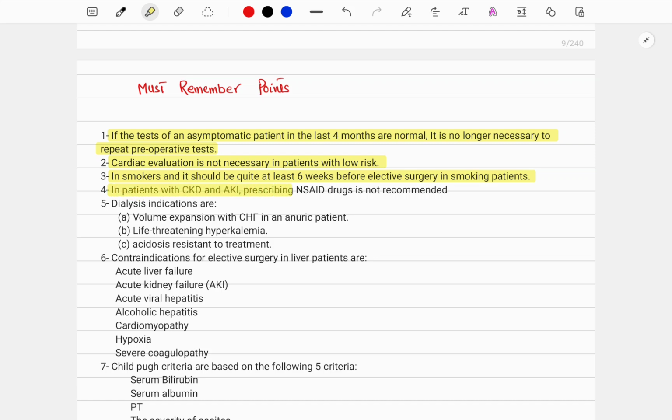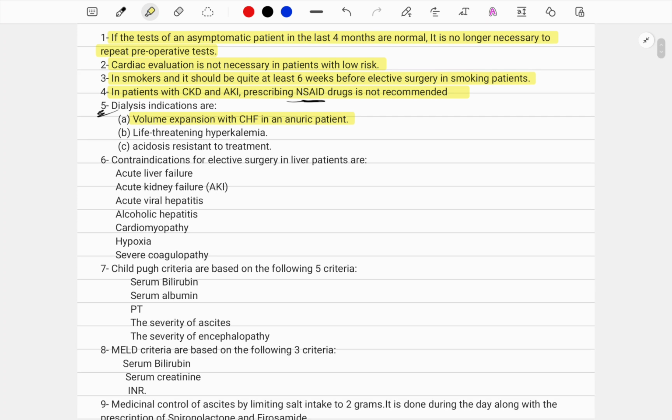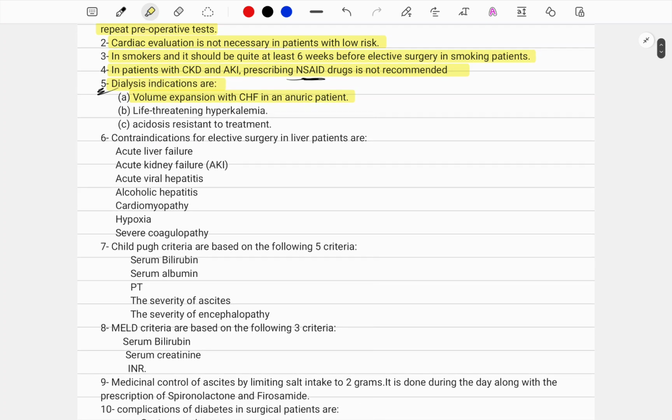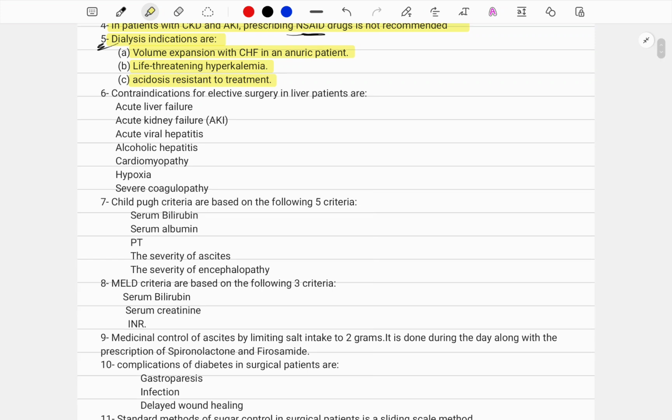In patients with chronic kidney disease or acute kidney disease, we know that NSAIDs are not recommended. Dialysis in these patients is indicated if there is volume expansion with congestive heart failure and less urine output. Second is if the patient has life-threatening hyperkalemia or treatment-resistant acidosis.